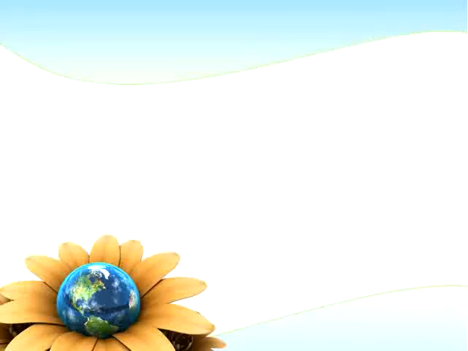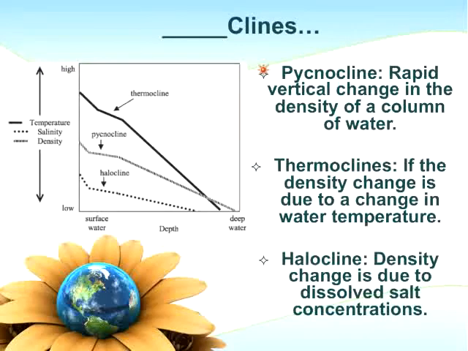So the first thing we're going to go over is the different climes. There's first the pycnocline, which is just a rapid vertical change in the density of a water column. It doesn't matter what kind of change it is, it's just a general term for a change in the density of the water column. A thermocline, on the other hand, is if the density change is due to a change in water temperature, as in the El Nino effect when that occurs.